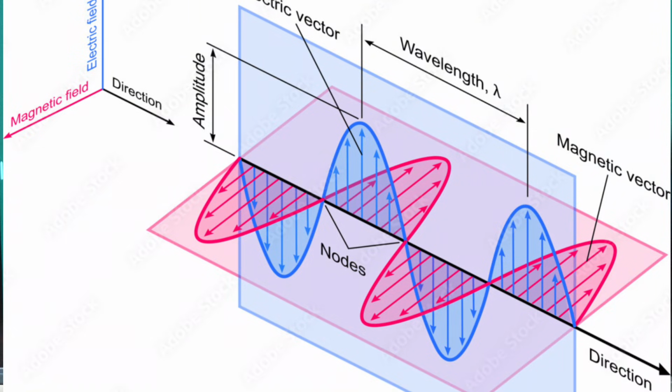Hello everyone. Today I will discuss the basics of radiation heat transfer. Radiation heat transfer is the heat transfer which occurs by means of electromagnetic waves. So radiation heat transfer is the third mechanism of heat transfer.